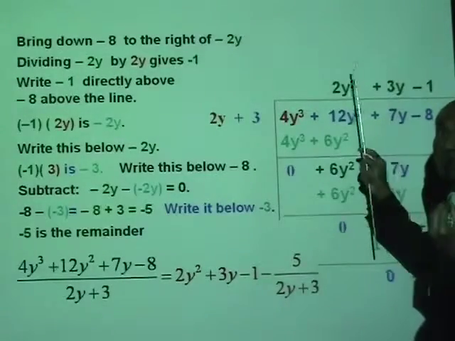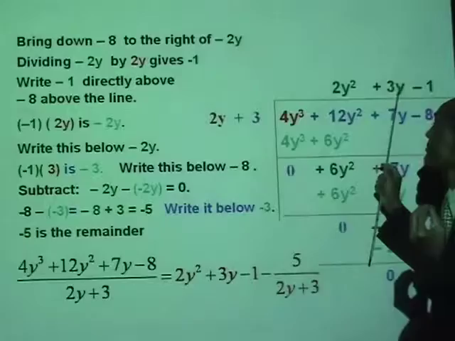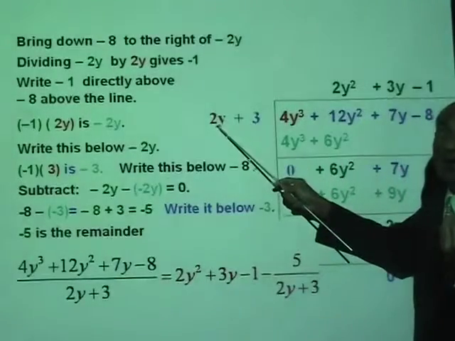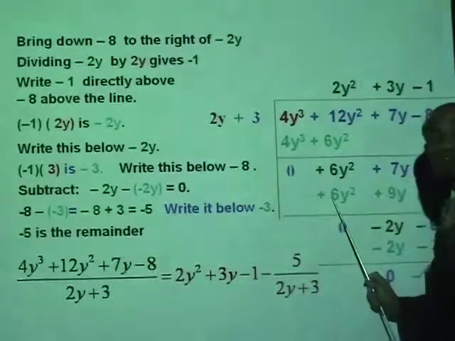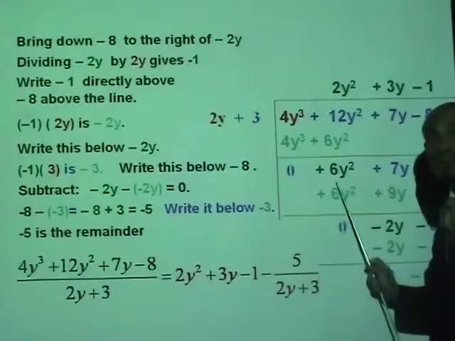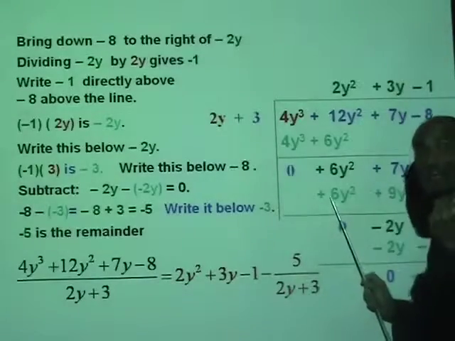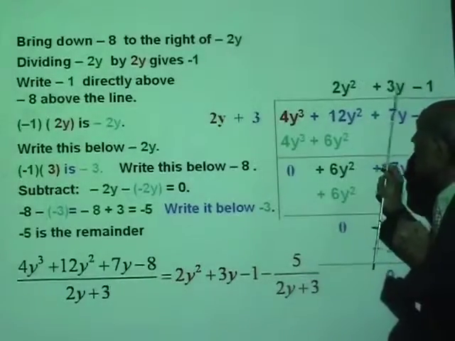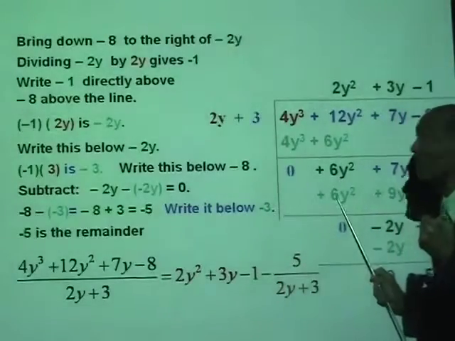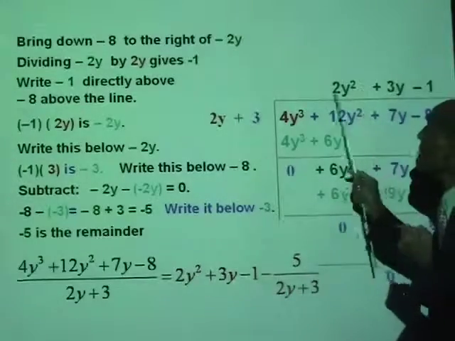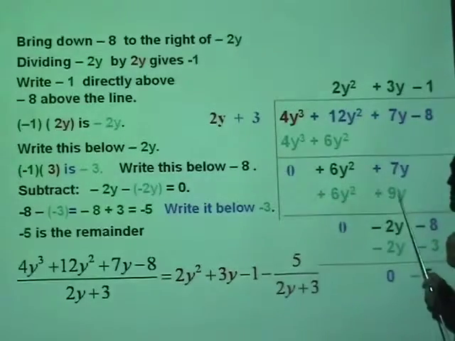Multiply this positive 3y with each of these terms. First, multiply positive 3y with 2y. What do you get? It is 6y squared. Write it below 6y squared. Didn't I tell you? The term that is going to come below the first term will be the same term. So 3y multiplied by 2y is 6y squared. Write it below 6y squared. Then 3y multiplied by positive 3 is 9y. Write it below the 7y.